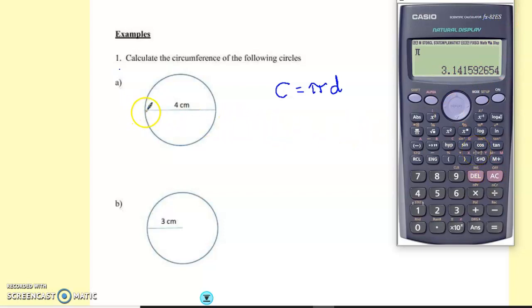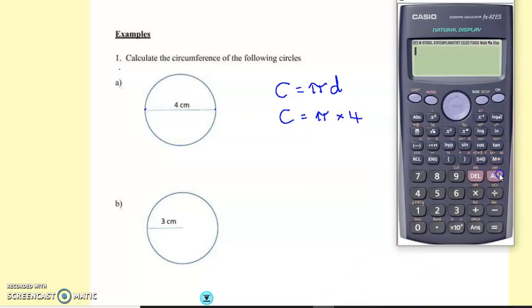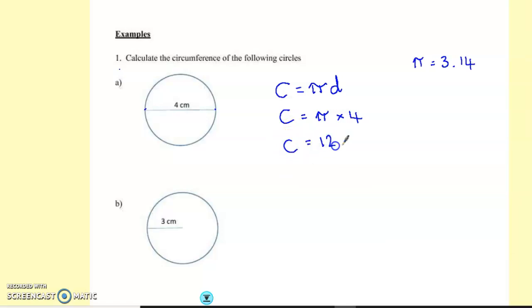The diameter of this circle then is 4 centimetres. So to find the circumference, we do pi times 4. I'm going to use the pi button. If you prefer, you can use 3.14. So 4 times pi is 12.57 to 2 decimal places.